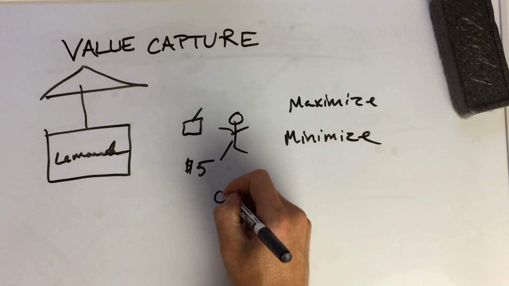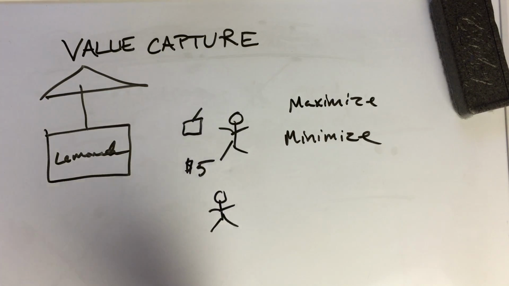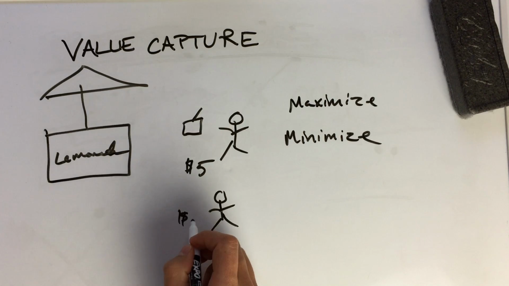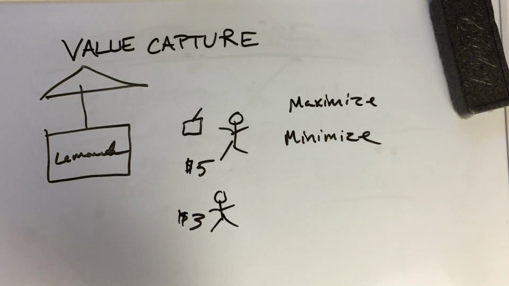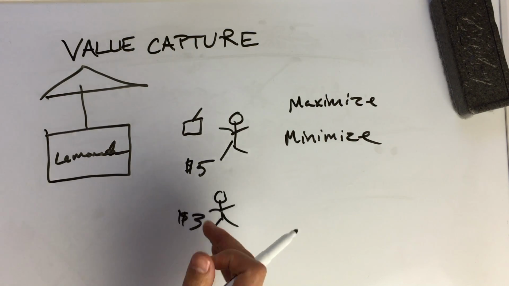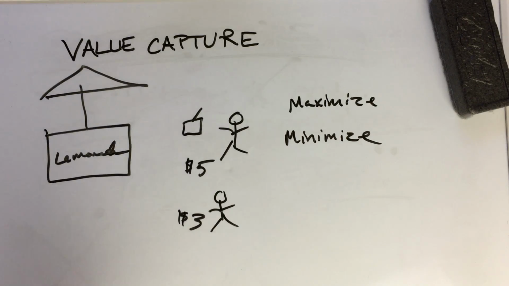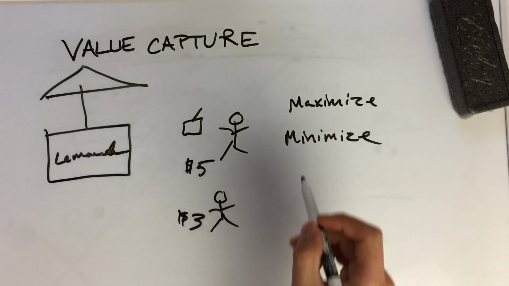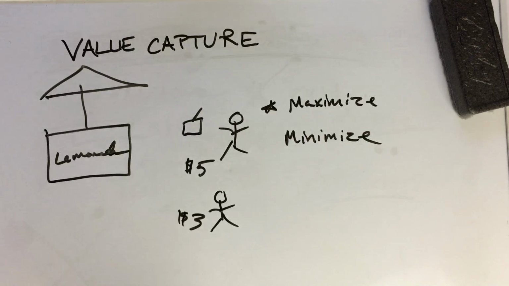Maybe another consumer walks up. You can tell they're not that thirsty. They're kind of in a hurry. Maybe you charge this person $3. That's the maximum you think they're willing to pay. They pay it. If you had charged $3.01, they would have walked away. That's your strategy to maximize.